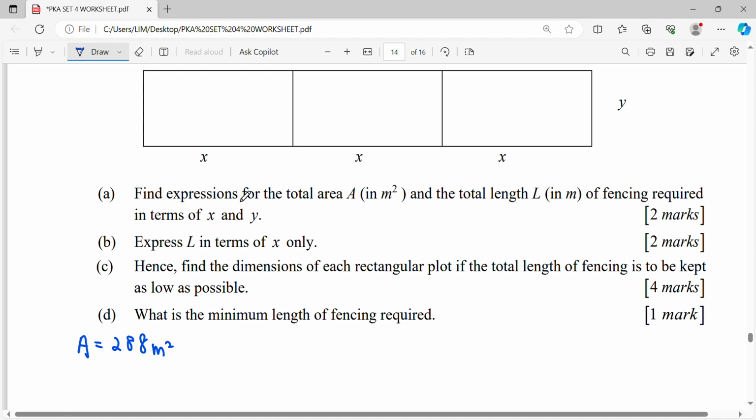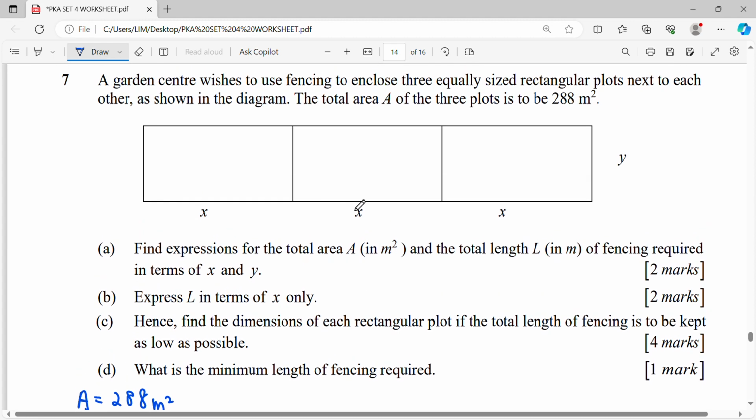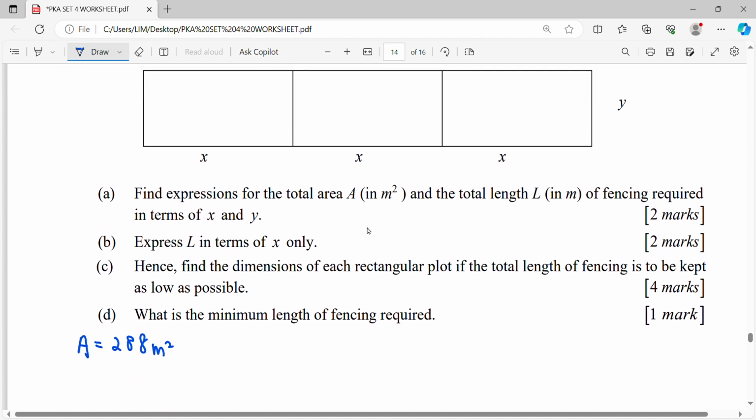Find the expression for the total area and the total length of the fencing required in terms of x and y. So this question guides you one by one: build out your area formula, build out your fencing formula. Fencing means perimeter. The concept we want is perimeter. So for area first, the area for these three plots, x times y, correct? So we have the length is 3x times y.